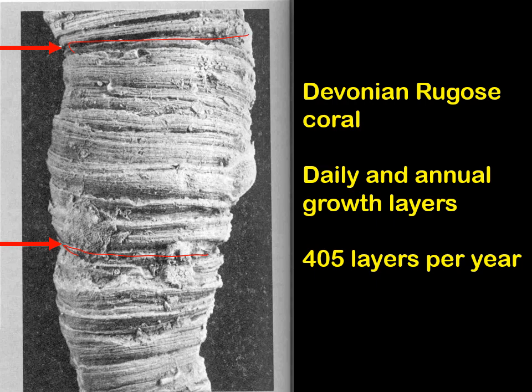So that means we had more rotations per trip around the sun. We have 365 today. There were 405 in the Devonian. That meant that days were shorter. Earth was spinning on its axis a little faster than today. And we know that because of looking at our Devonian rugose corals, like these streptolasmids.